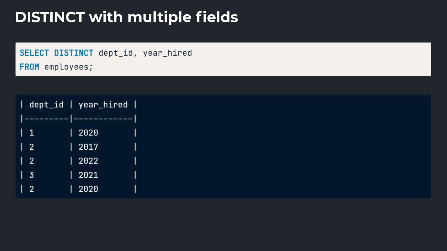To avoid repeating this information, we could add the DISTINCT keyword before the fields to select. Notice that the Department ID and year hired fields still have repeat values individually, but none of the records are the same. They are all unique combinations of the 2 fields.